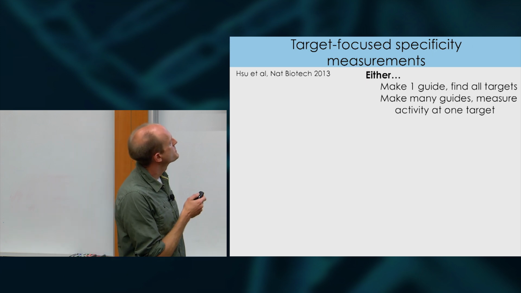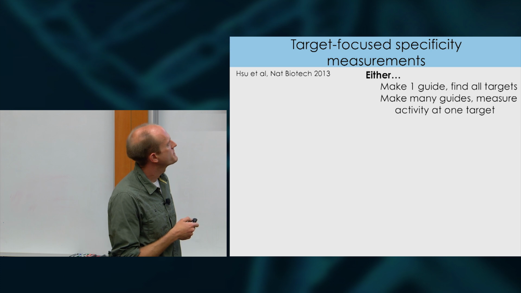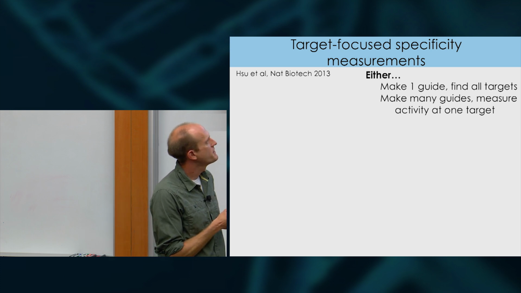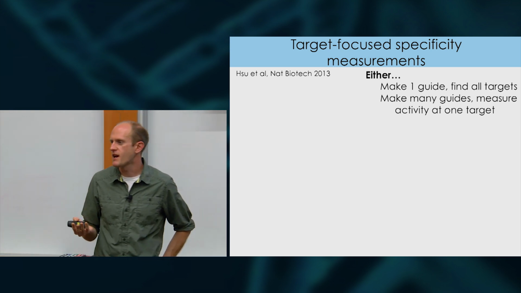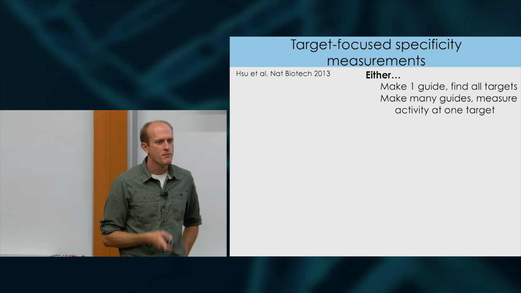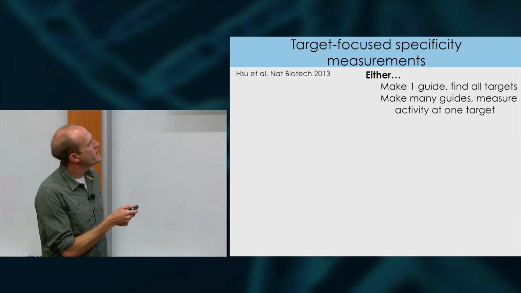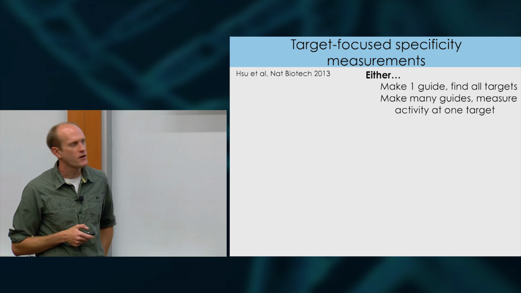So this is really around target-focused specificity measurements. You could either make one guide and then find all the targets for that, and that might be a GUIDE-seq or a BLESS type experiment. But for this, what they did was they made mini guides and measured the activity at one target.